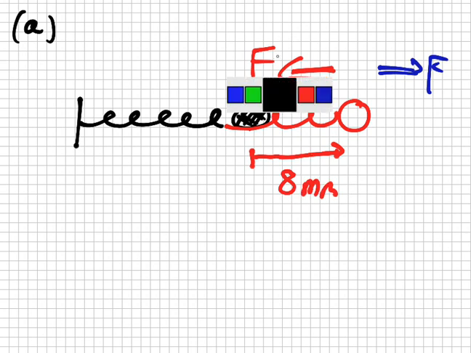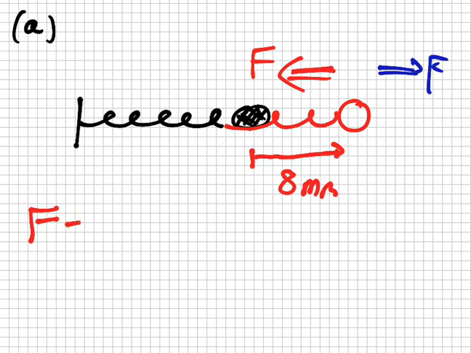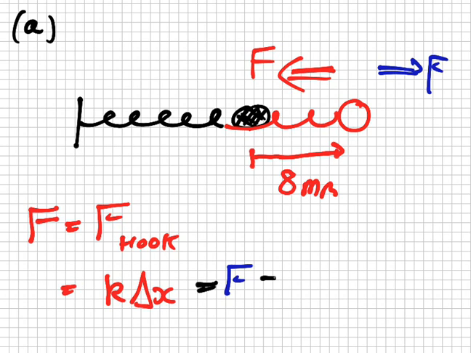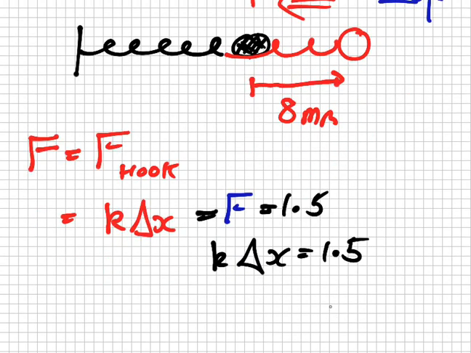This force on the left we do know. What's the name of this force here? This is the force you get from Hooke's law, which is K delta X, or whatever letter you want. And they tell us that that equals F, which is 1.5. So you have K delta X equals 1.5. But you know what the delta X is. What's the delta X? It's 8 millimeters, yeah.